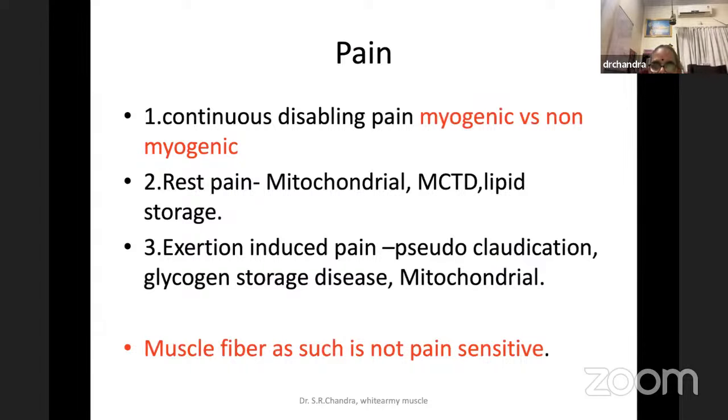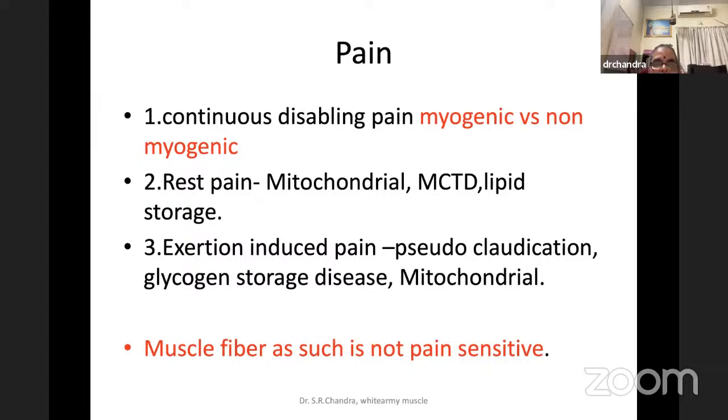So pain. When the patient has pain, you see whether the pain is coming from the muscle or non-muscular structures. The muscle as such is not pain sensitive. It is always from the non-muscular structures, like the epimysium, perimysium, endomysium, or joints, nerves, tendons. You look for which part is producing the pain.